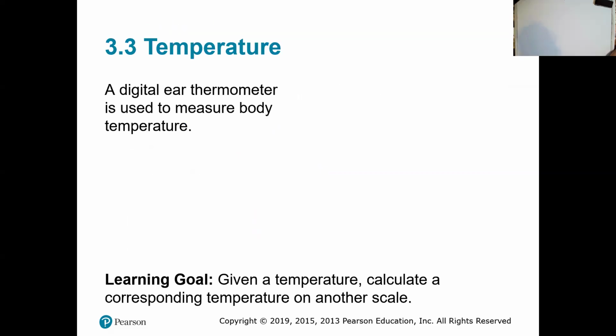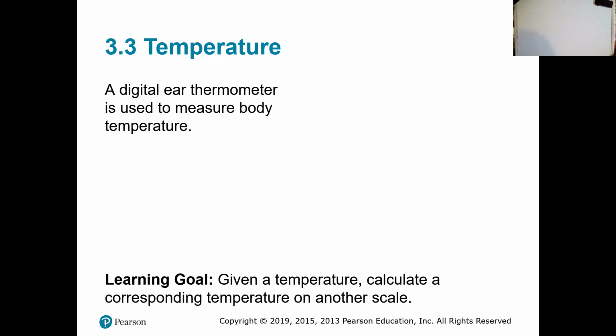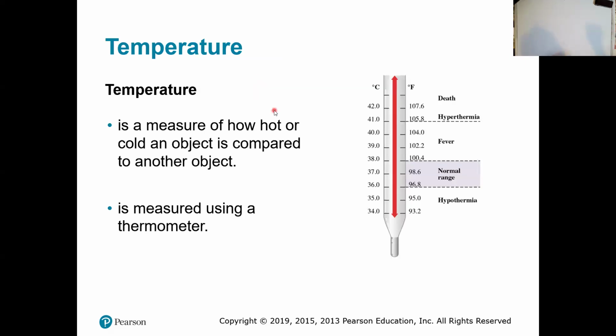All right, we're going to look at temperature next. Okay, so let's look at temperature. We talked a little bit about temperature earlier when we mentioned what the units for measuring it were. But when you look at the actual definition of temperature, you'll see that it's going to be a measurement of how hot or cold something is.